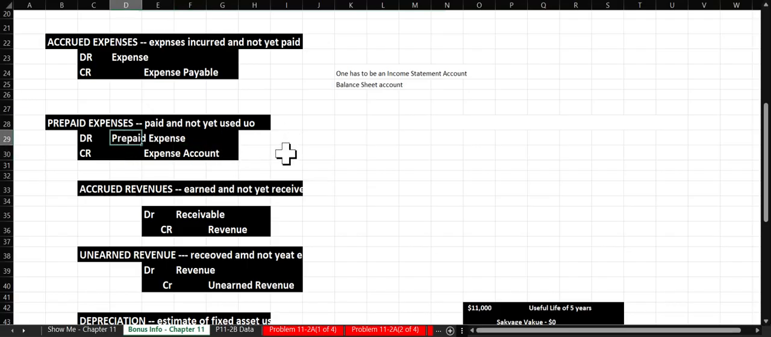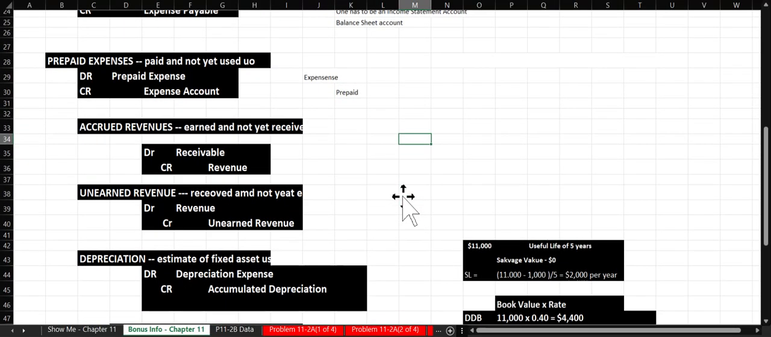On the other hand, if we had originally recorded it as a prepaid, then we would take out the amount that we used and leave the unused portion in the prepaid. And in that case, we would have a debit to our expense and a credit to prepaid. Hope that clarifies for you what needs to be done.